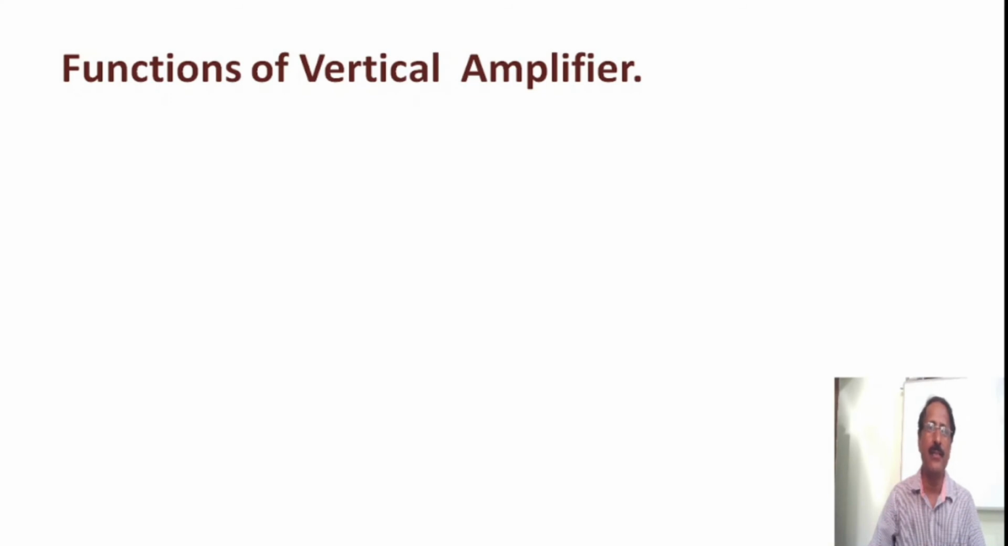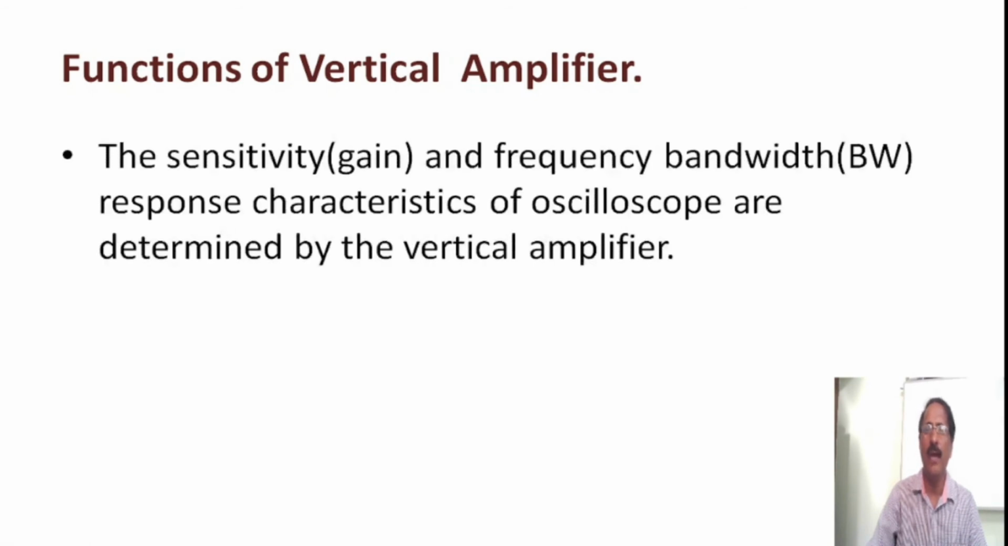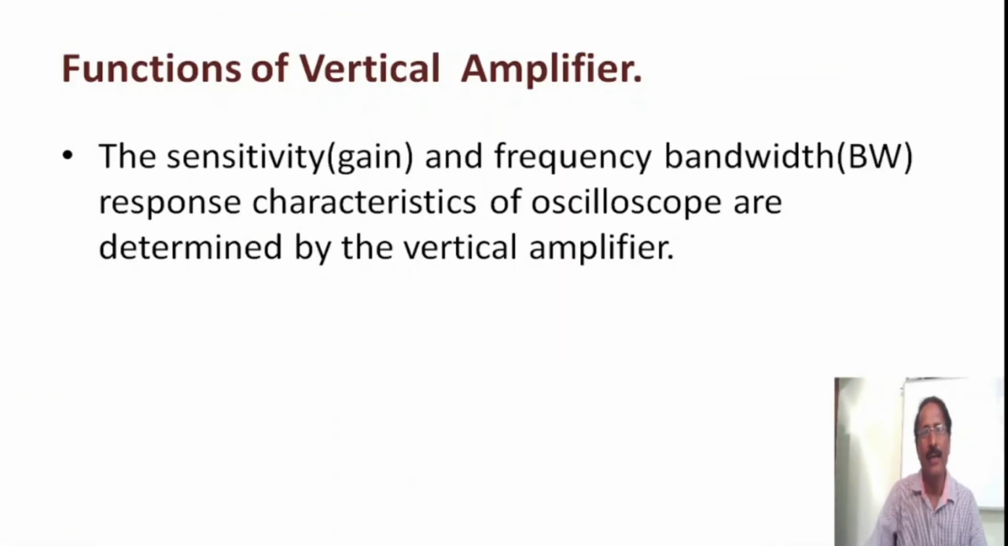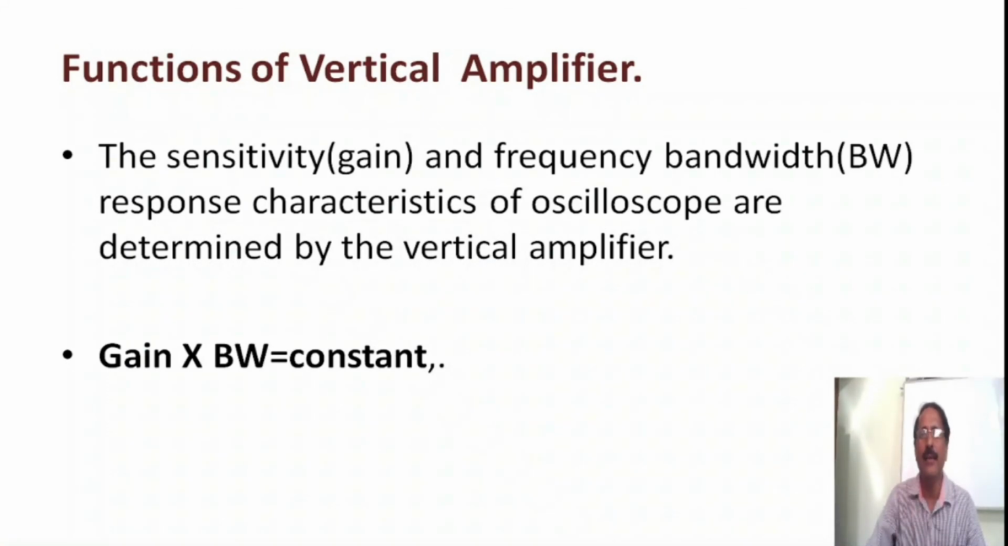Let us see the functions of the vertical amplifier and the horizontal amplifier. In the case of the vertical amplifier, the sensitivity, that is gain, and the frequency bandwidth response characteristics of the oscilloscope are determined by the vertical amplifier. The signal under analysis is applied to the vertical deflection plates through the vertical amplifier. We know that the product of gain and bandwidth is constant. To obtain greater sensitivity, the bandwidth is narrowed, or vice versa.